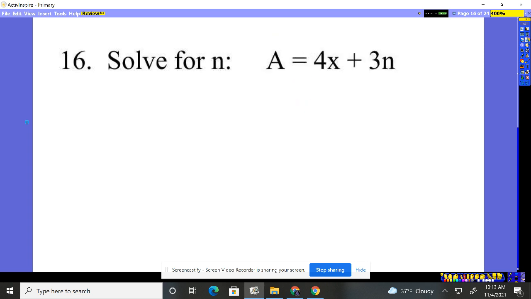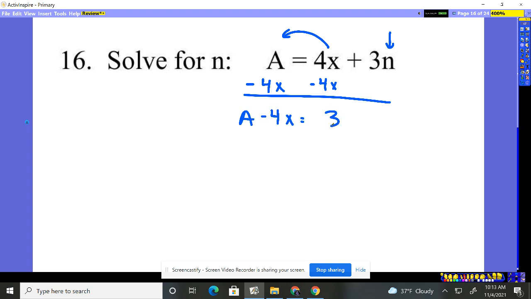Number 16. A is equal to 4x plus 3n. We want the n, this guy by himself. So let's first move that 4x over. So we'll subtract 4x from both sides of the equal sign. That gives me A minus 4x equals 3n.